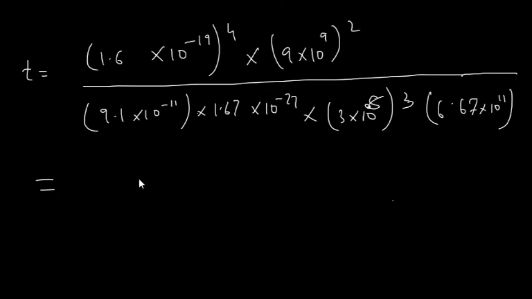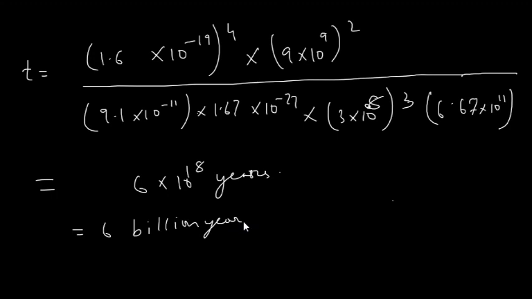So we can write in this way. So the answer will be 6 × 10^18 years, which is equal to 6 billion years. So this is the end of class 11th NCERT Physics Chapter 2. So NCERT Solution.